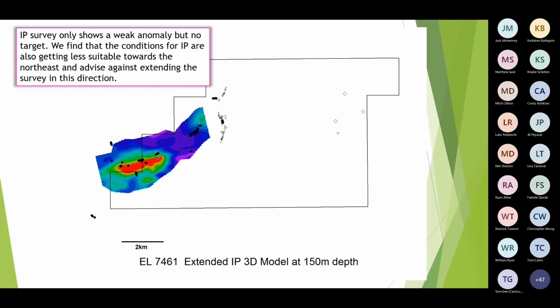And while it would be nice to extend further along strike, the IP contractor basically says things are getting less suitable for IP. And they advise against doing any more IP in that direction. So they don't really think we should continue doing some more IP. This is a really, really weak anomaly. It's nothing of any interest. So I agree that the results aren't looking like we should continue doing more IP.